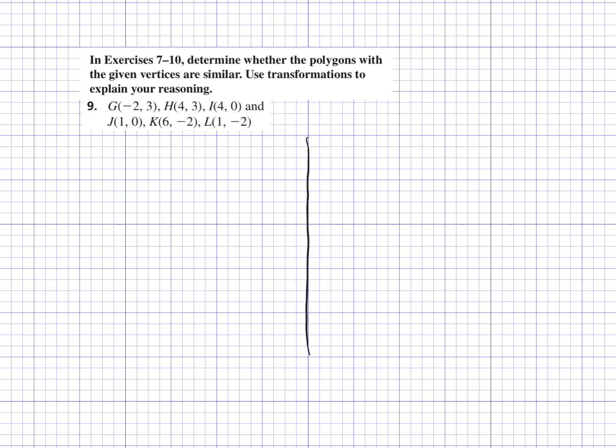Okay. So here, let's go ahead and graph these. Negative 2, 3 is G. H is at 4, 3. I is at 4, 0. And J is at 1, 0. So wait a minute, let's draw that. That's GHI. That's terrible. J is at 1, 0. Again, you can change that to G prime if you want. K is at 6, negative 2. And L is at 1, negative 2.